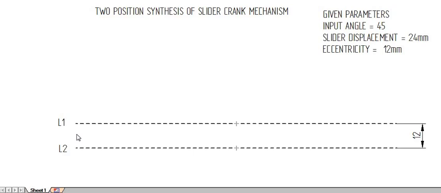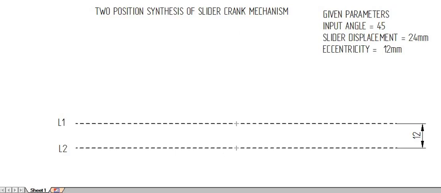Eccentricity means the parallel distance between the line of action of the slider and the crank center. So here we are drawing two parallel lines which are 12 mm apart, and the two lines are given the names L1 and L2. L1 will be the line of action of the slider and L2 will be the crank center.